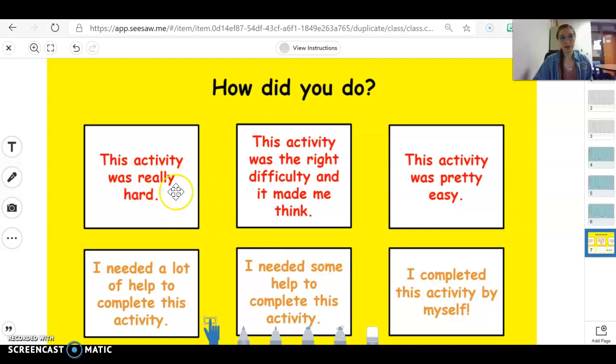So maybe it was really hard this week, but then as we keep sending you lessons, they get easier and easier. Or maybe you needed a lot of help, but then as we keep going, you move over this way. I want to be able to gauge where you are at. So please be honest with this and have fun with your graphing activity.